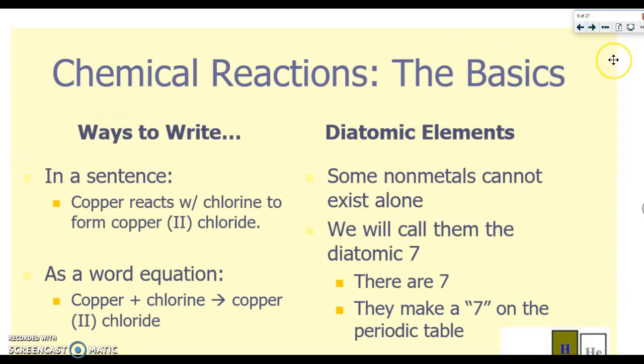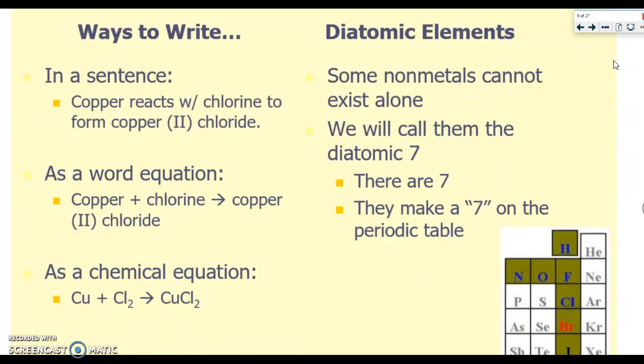Let's continue our basic knowledge on chemical reactions. There's a variety of different ways to write out a chemical reaction. You can see it written out in a sentence, as it is here. Copper reacts with chlorine to form copper(II) chloride. It could also be written as a word equation, copper plus chlorine, arrow, copper(II) chloride, or as a chemical equation, Cu + Cl2 → CuCl2. This is the form that we are primarily going to be working with.